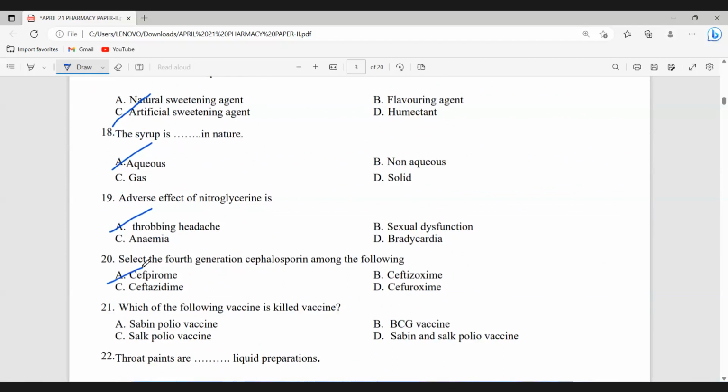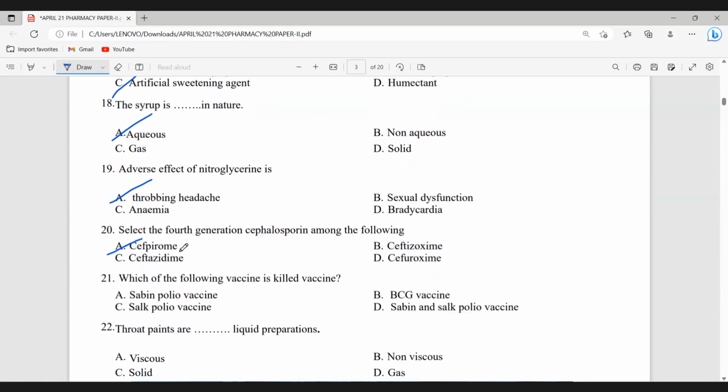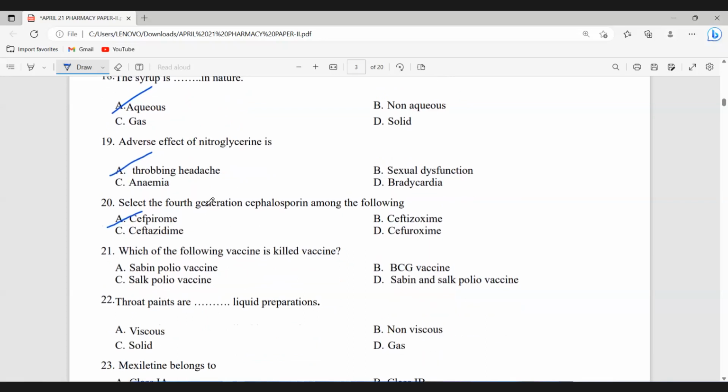I have posted a trick in the Telegram channel on how to remember these cephalosporins. Once you refer to that, because these drugs are almost similar and confusing. So we already posted in Telegram, along with the tricks, how to remember all 4 generations of cephalosporins. Once you refer to that.